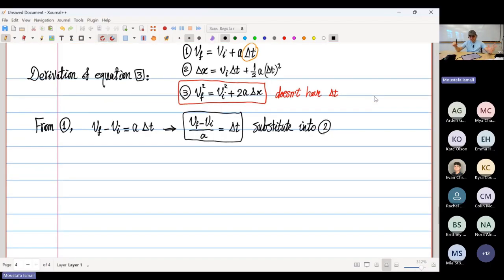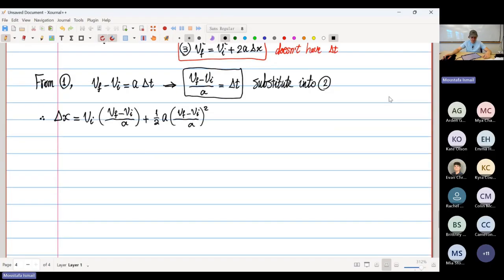So each time I see delta t, I'm going to remove it and plug in Vf minus Vi all divided by A. So I get delta x is equal to V initial times Vf minus Vi divided by A plus half A times Vf minus Vi divided by A, and then the whole thing squared. The rest is algebra and manipulation.